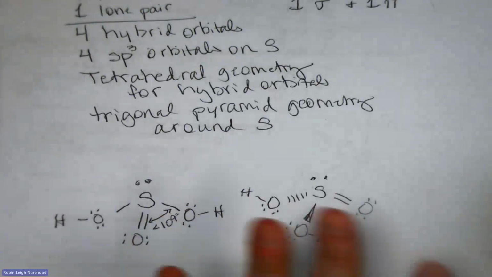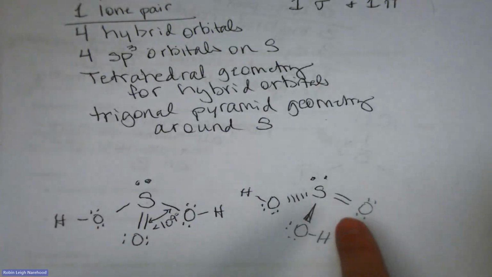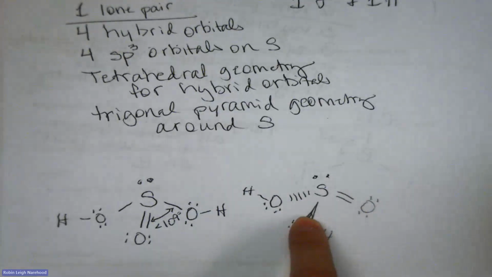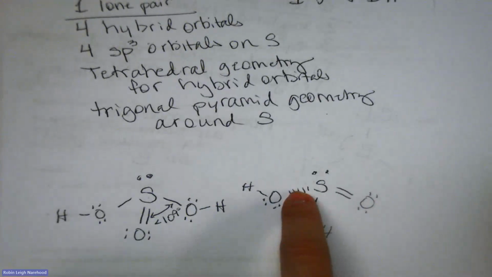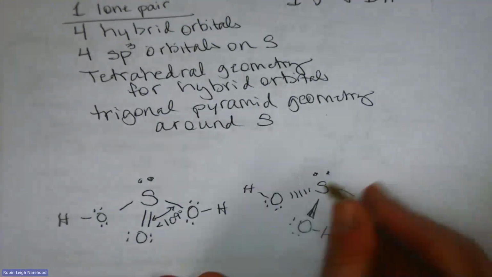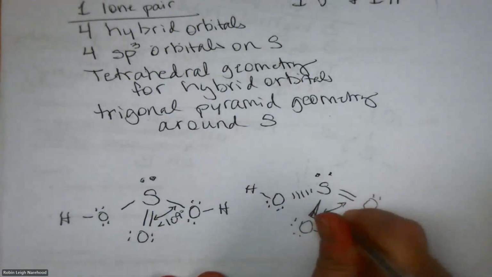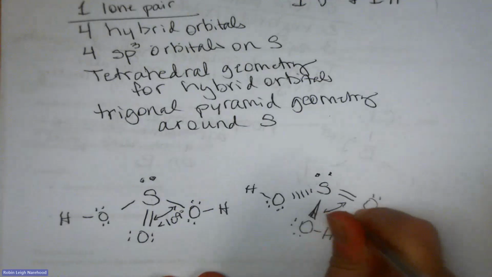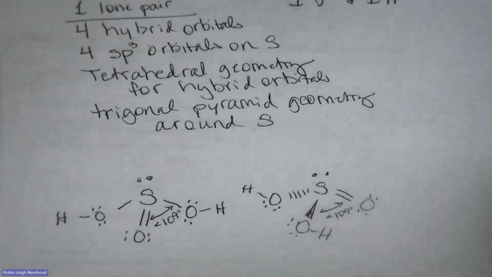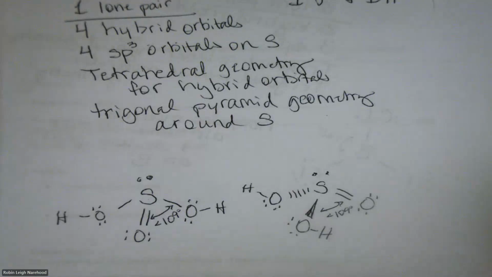Both of these are showing the same thing. I chose to put my double bond over here because I did not want to do a bold double bond or a dashed double bond. And you would put the bond angle less than 109. Okay, last thing, is it polar or non-polar?